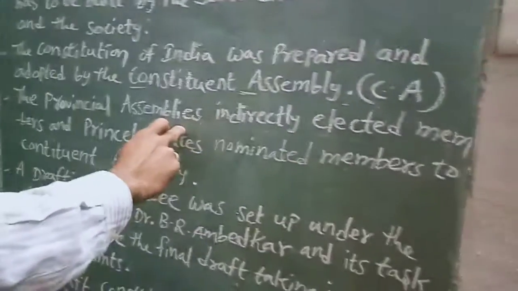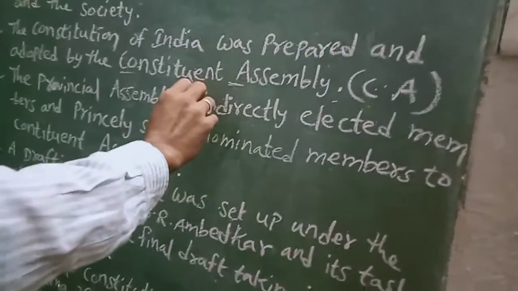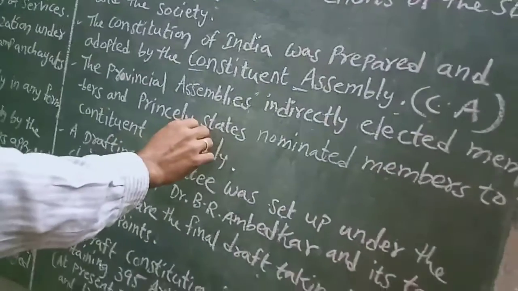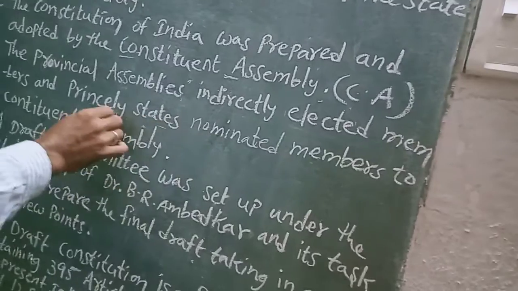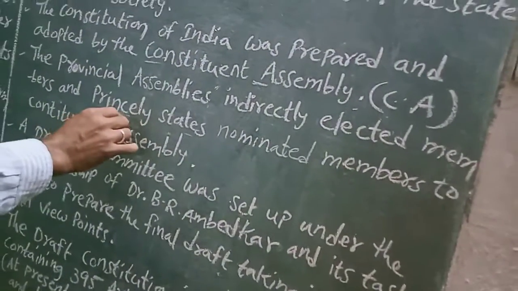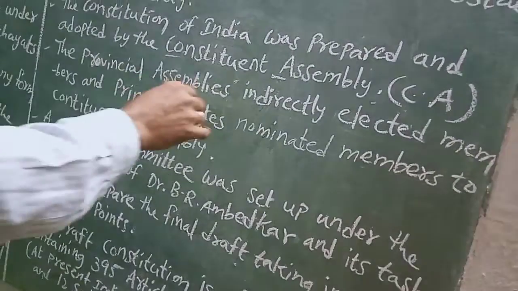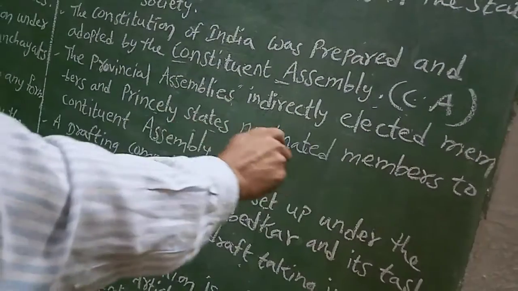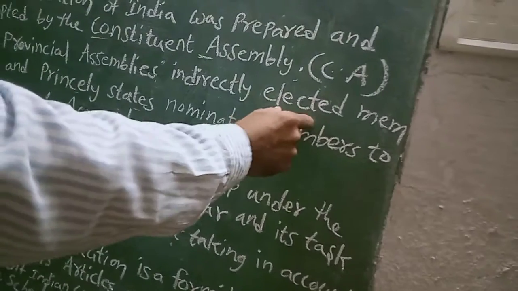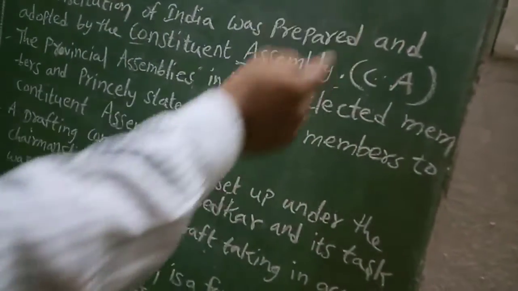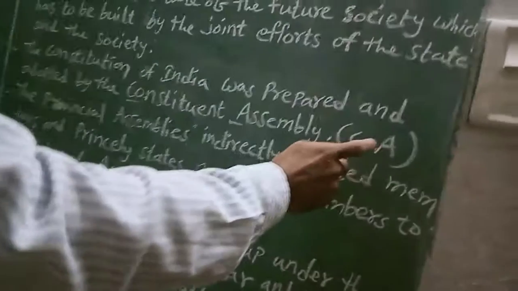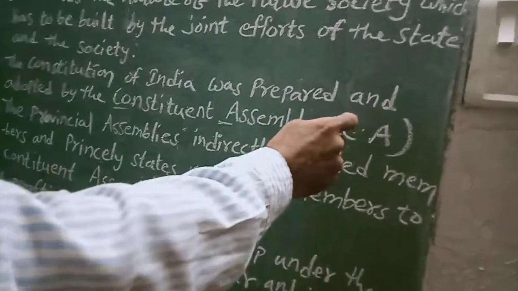Provincial Assembly is like this: at that time we were ruled by the Britishers, the British places. The princely states are the parts of India ruled by some kings. Under the kings are parts of the princely state. Both are there. The provincial assembly members are indirectly elected, not yet directly, and some persons are sent to the CA, Constituent Assembly. At the same time, the princely states also sent nominated persons for the preparation of our constitution.